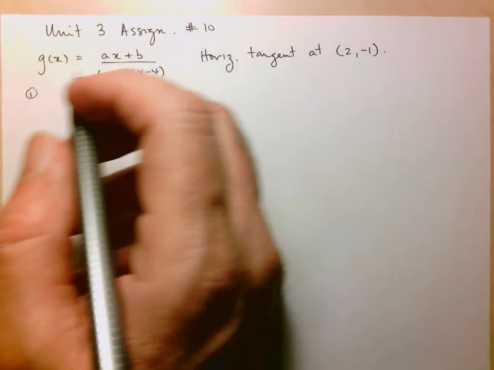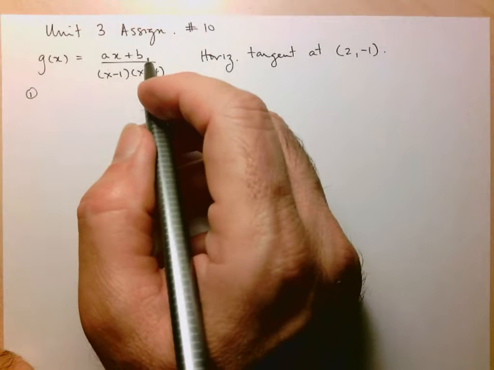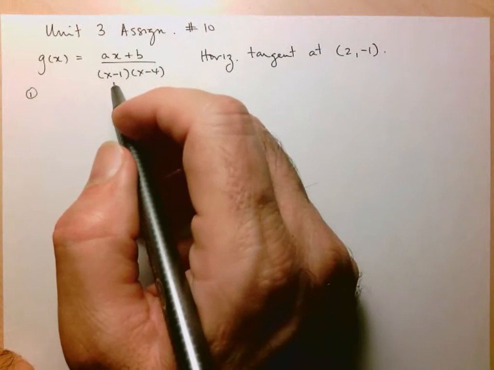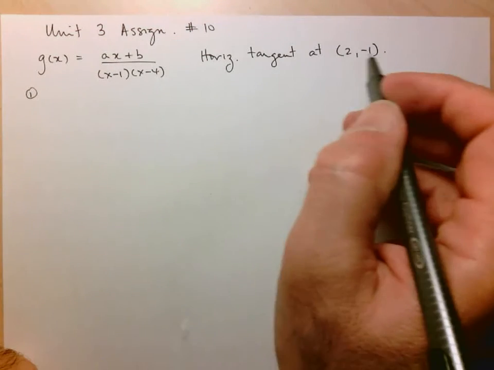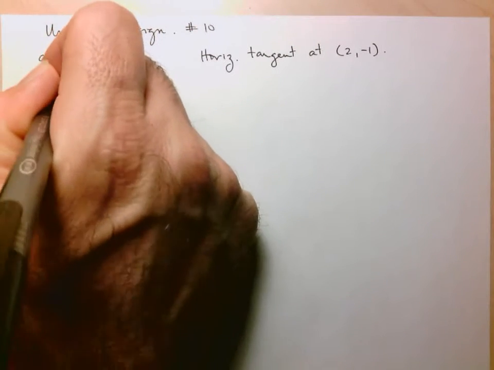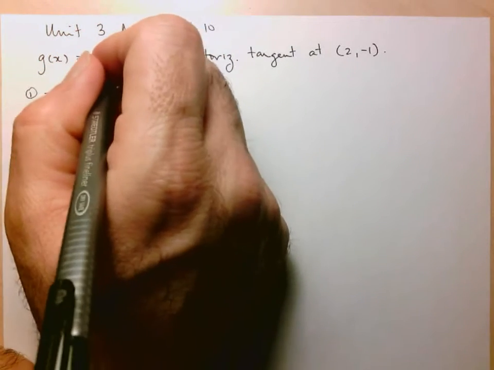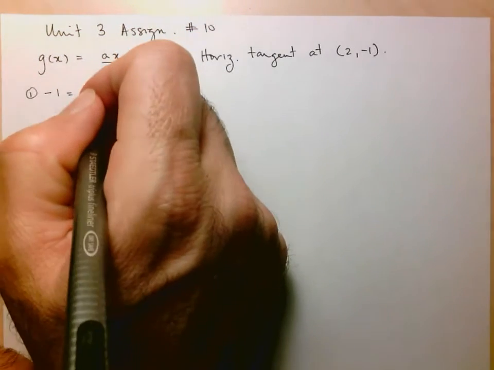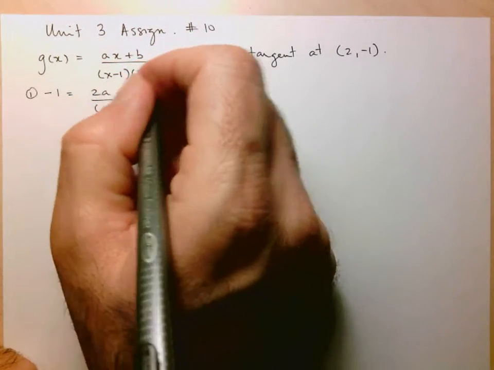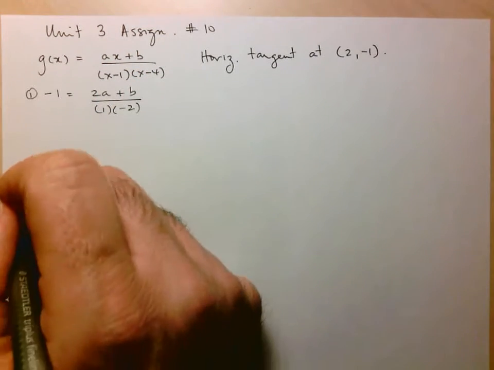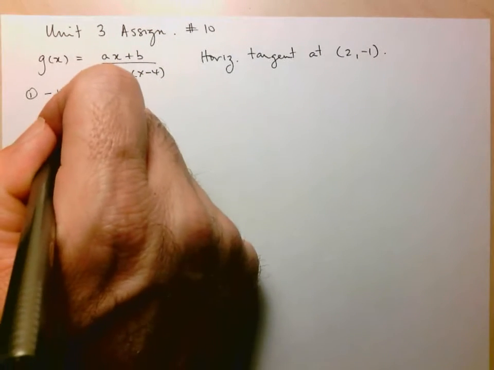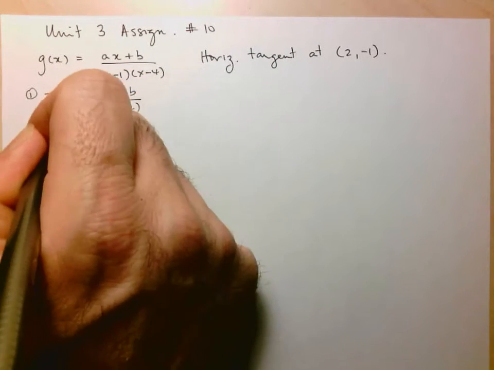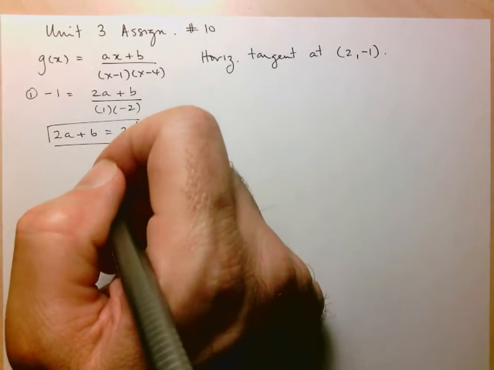So often I start with the derivative, because if I'm working with a polynomial function, the derivative will actually be simpler. Here, that's not necessarily going to be the case. So I'm going to start with the point 2, -1. So when y is equal to -1, x is equal to 2. So here we have 2a plus b, and here we have 2 minus 1 is 1, and 2 minus 4 is -2. Okay, so rearranging here, I'm left with 2a plus b equals, multiply that -2 there, so +2. So there's my first equation.